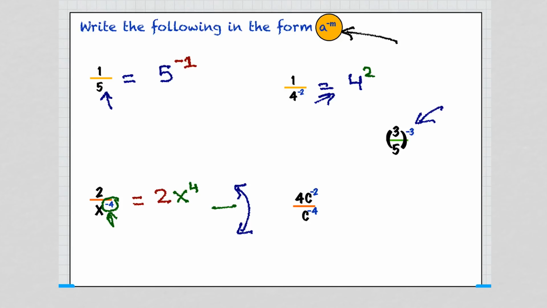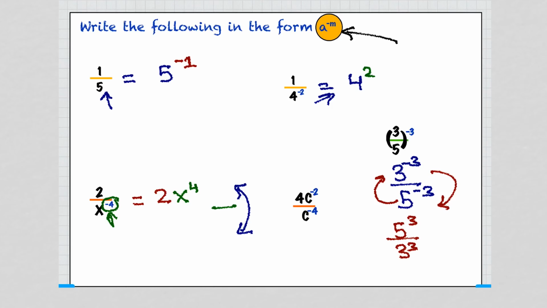Now next question, 3 over 5 to the power minus 3. What I need to do is apply the power to both numerator and denominator. So 3 to the power minus 3 over 5 to the power minus 3. Then after that, you can bring 5 on top and 3 down, so I write 5 cube over 3 cube. Now in this fraction, both numerator and denominator are positive. We know that 3 cube is 27 and 5 cube is 125. That's how you solve it.